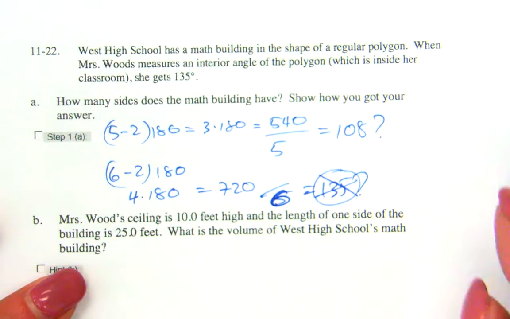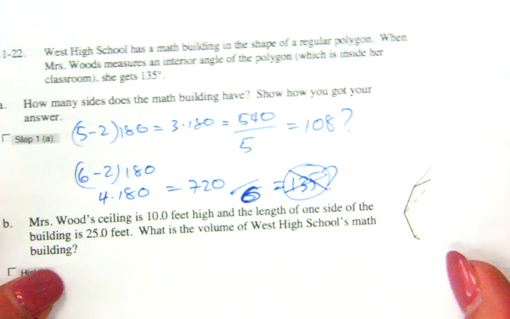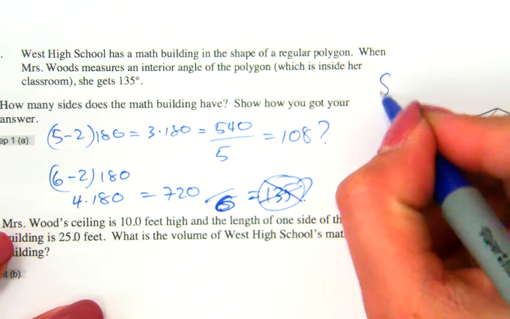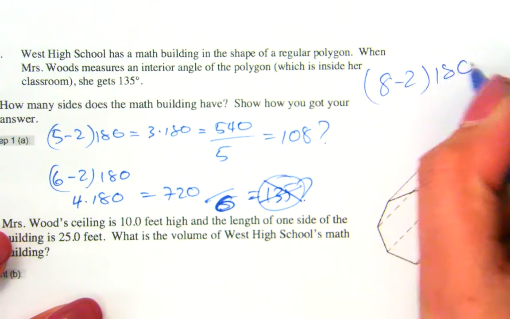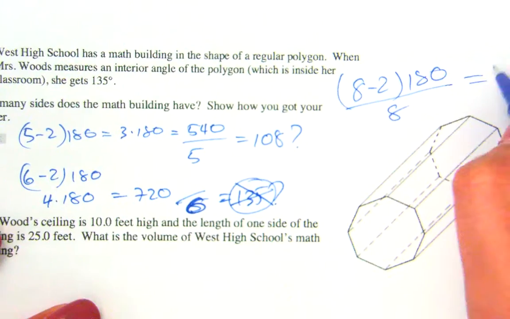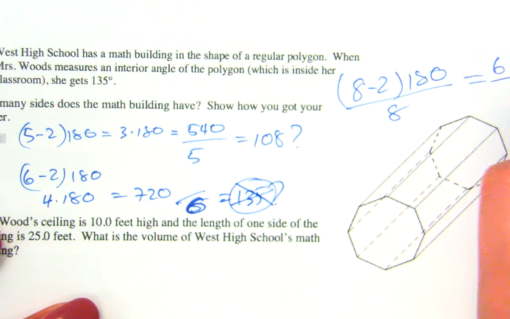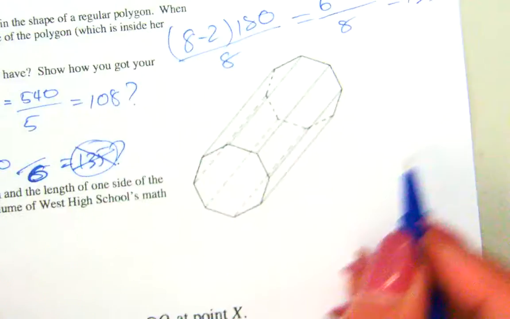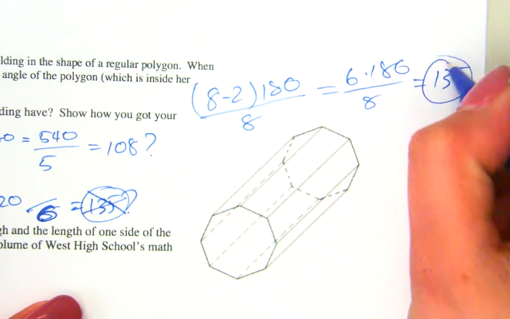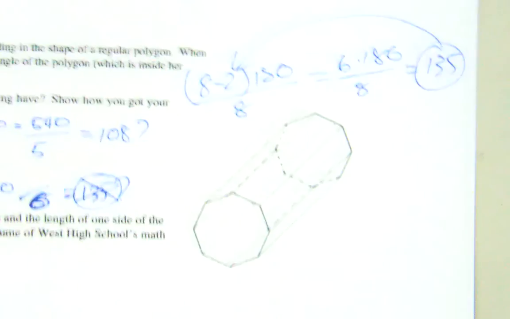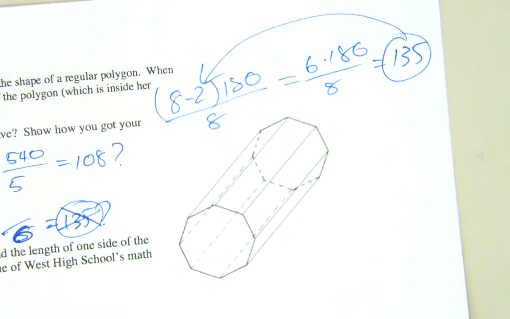Okay. You can keep on doing this, but suffice it to say, you should get 8, because it will be an 8-sided figure. 8 minus 2 times 180 divided by 8, which is 6 times 180 divided by 8, should give you 135. You should hopefully figure out for yourself that the only way to do this is to guess and check a little bit. There probably is a faster way to do this, but if you don't know it, then it's going to be a little complicated.